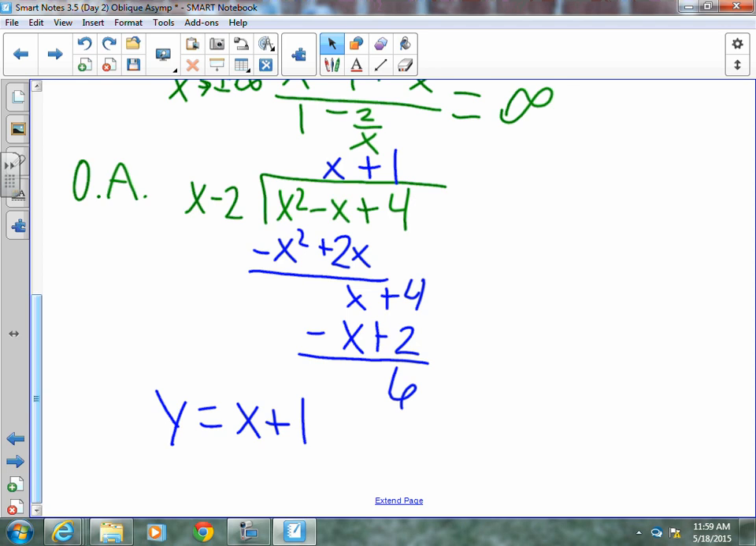Now, go ahead and try example 2 on your own. Find all the vertical, all the horizontal, all the oblique, and we will talk about it in class tomorrow.